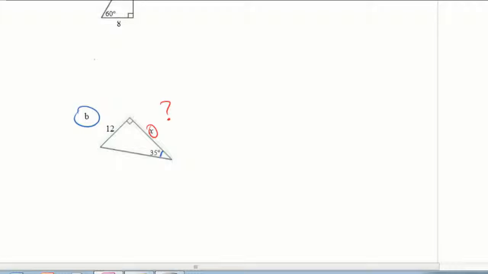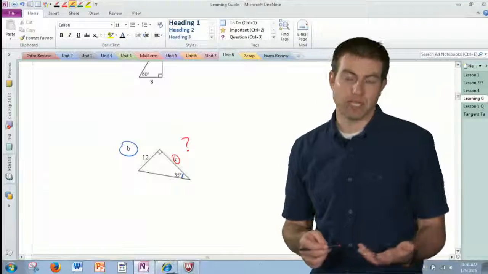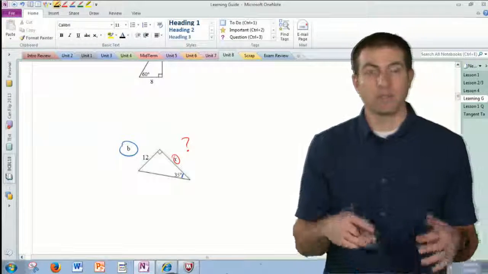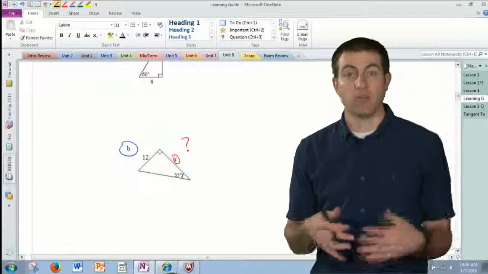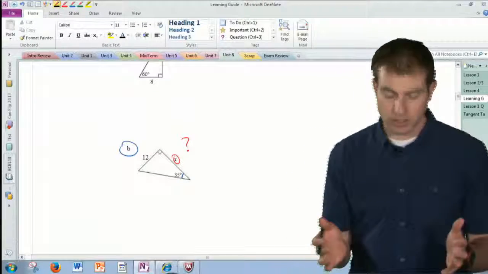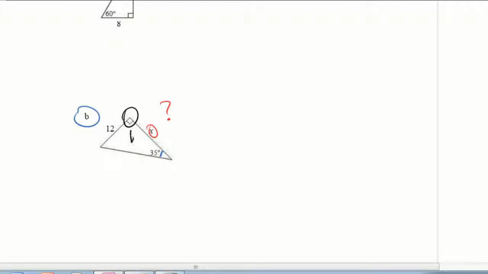So what I need to do is label the sides of my triangle based on the angle I'm given. The first thing I'm going to do for every triangle is figure out where my 90-degree angle is and figure out where my longest side is, because the hypotenuse is the easiest side to find. So I have my right angle in the top corner here. My hypotenuse is going to be across from it. So I'm going to label this as my hypotenuse.